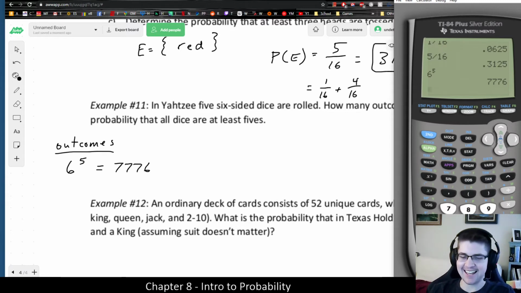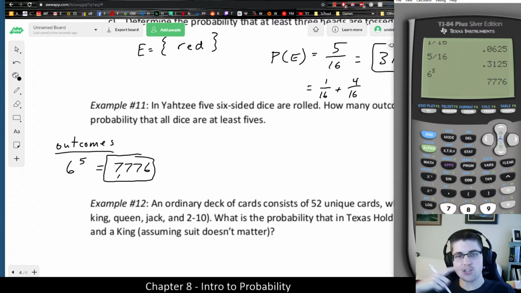So 6 to the fifth is quite a bit of outcomes, but there are 776 unique Yahtzee outcomes, which is pretty interesting. Also notice that that doesn't take into account the duplicates. For example, is 55655 the same as 55565 or 65555? Technically yes, based on the rules of the game. But when you're thinking about probability, it's more helpful to think about them all as unique outcomes, like heads, tails is different than tails, heads.